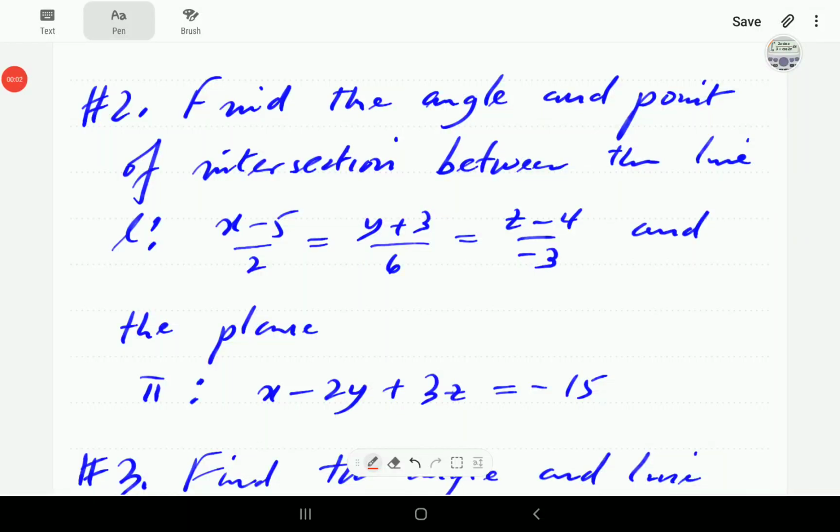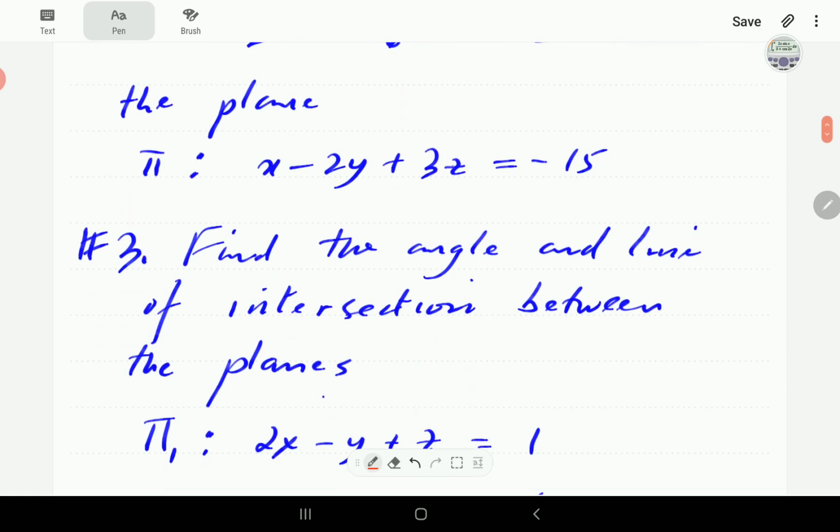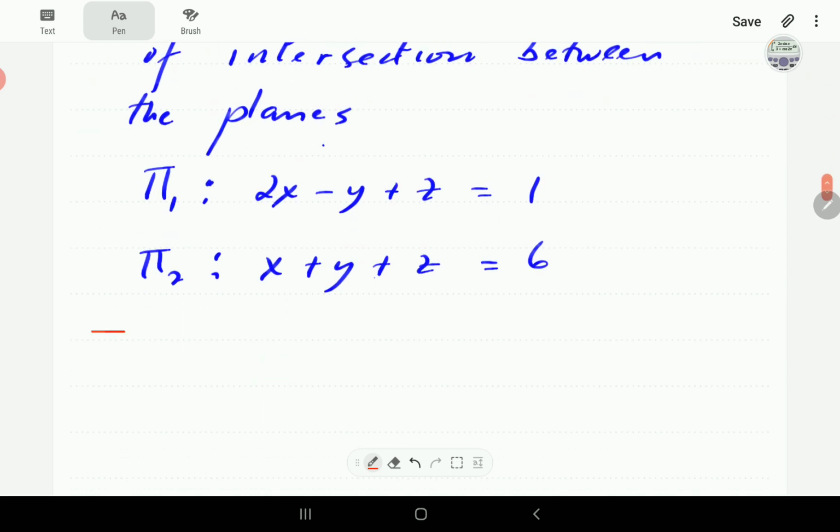Okay, in this video we're going to look at two examples. In number 2, we're going to find the angle and the point of intersection between this straight line, which we call L, and this plane. Then in number 3, we've got two planes. We want to find the angle of intersection between these two planes. We want to find the line of intersection between them. So let's get on with number 2.